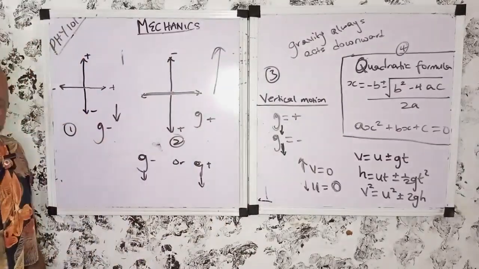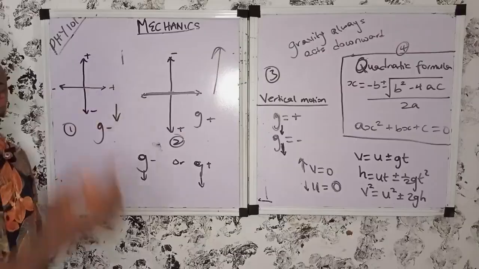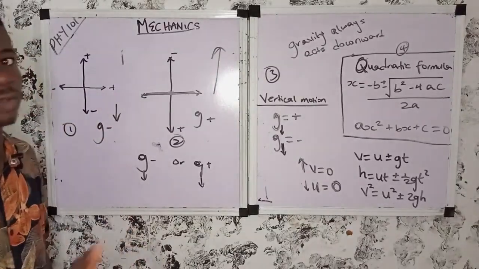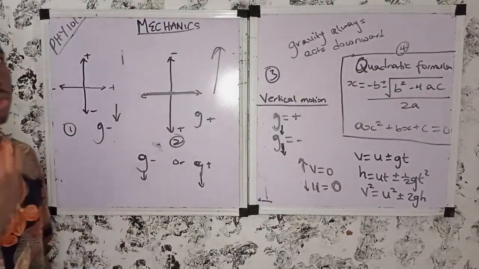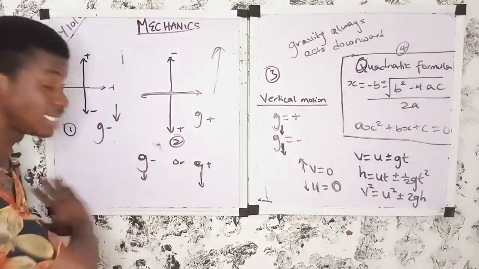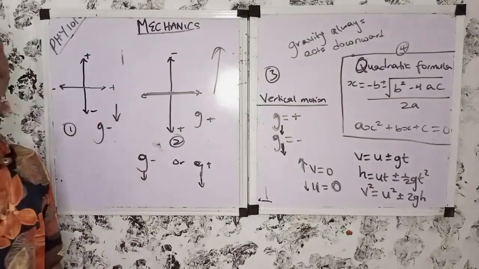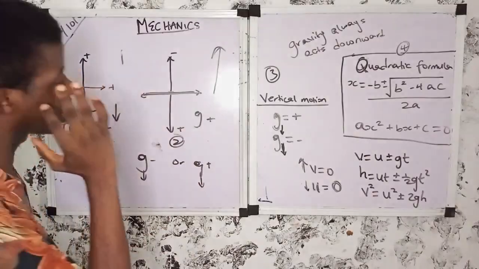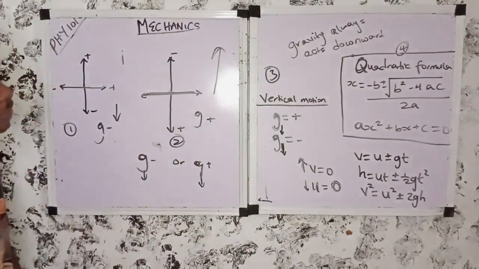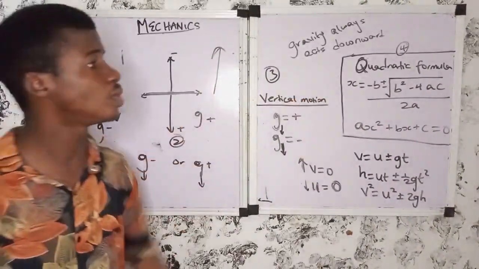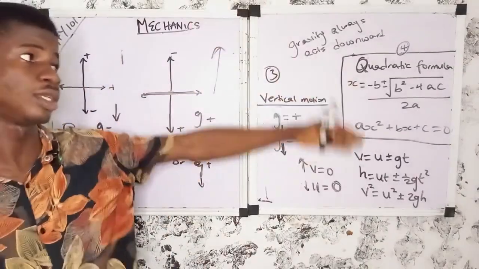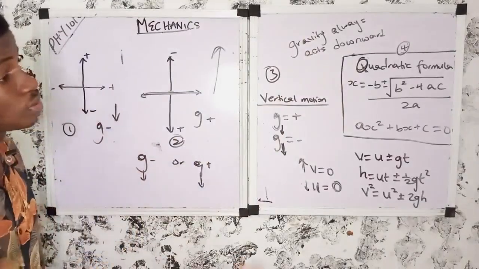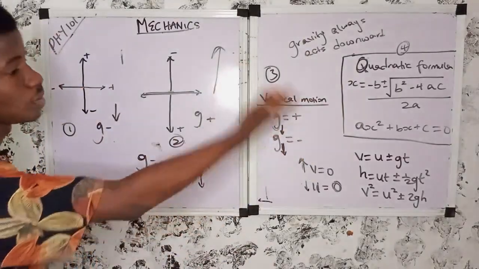You cannot just say that when you throw a body up, G is negative, and when the body is falling down, G is positive. No, it depends, because most textbooks usually present those scenarios. So it depends on the type of coordinates you are using. Now we move to the quadratic formula, because you just need to know this, as we usually use it to solve a particular question.